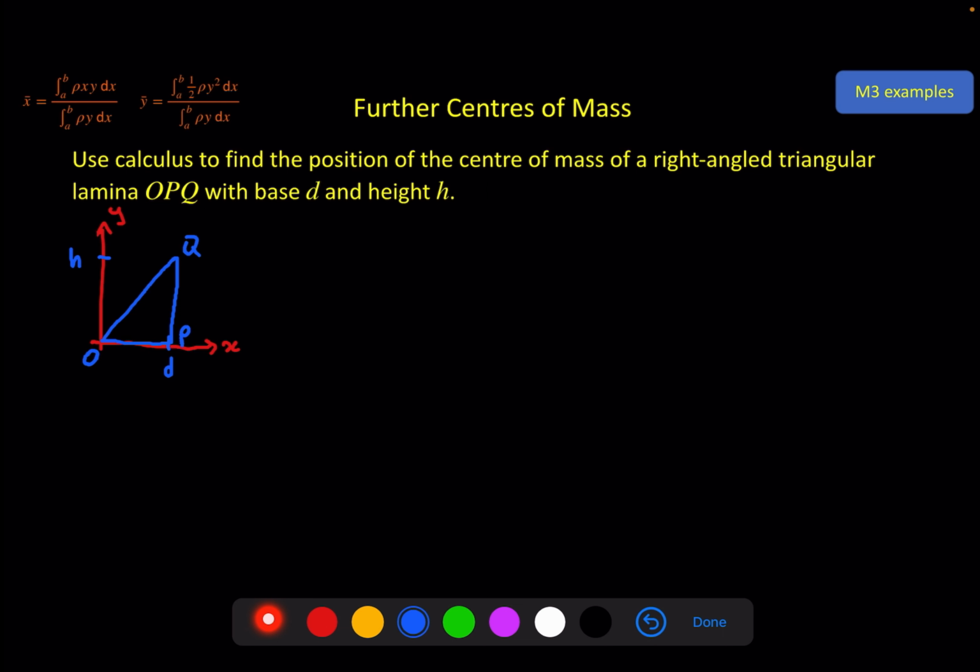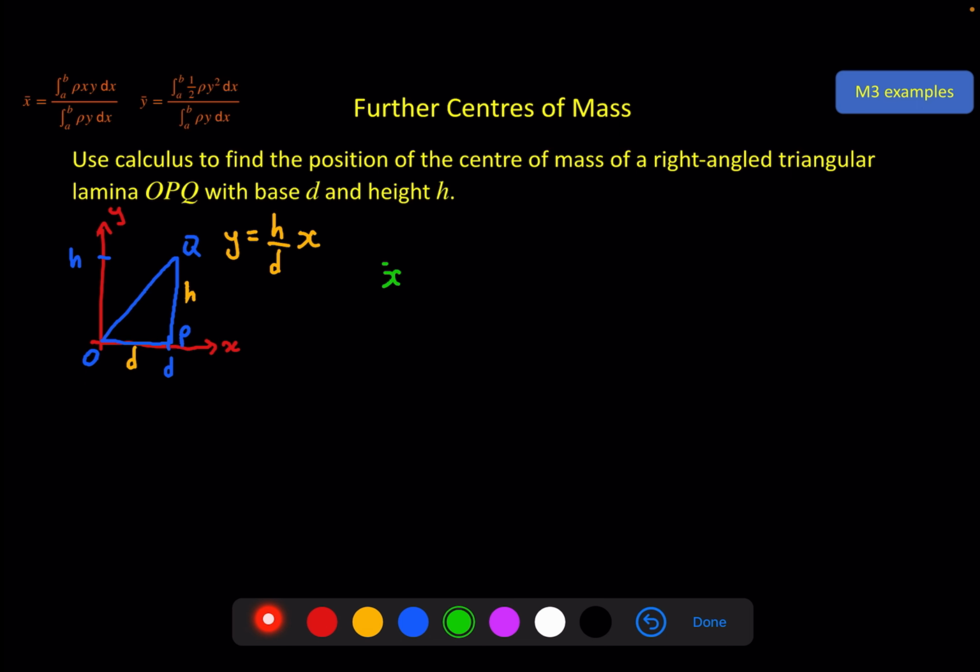Hopefully you remember where the center of mass is for a triangle from M2, but here we're being told to use calculus, so we have to go through this process. First thing I notice about this question is that we don't have a function. We're going to need to work out the function here in order to get the area underneath it. It's quite straightforward though, because it's a straight line. We have y equal to some multiple of x, the multiple being the gradient. If we know that this is h and this is d, then the gradient is h over d, and the function is h over d x. Now we can just put this into our formulas.